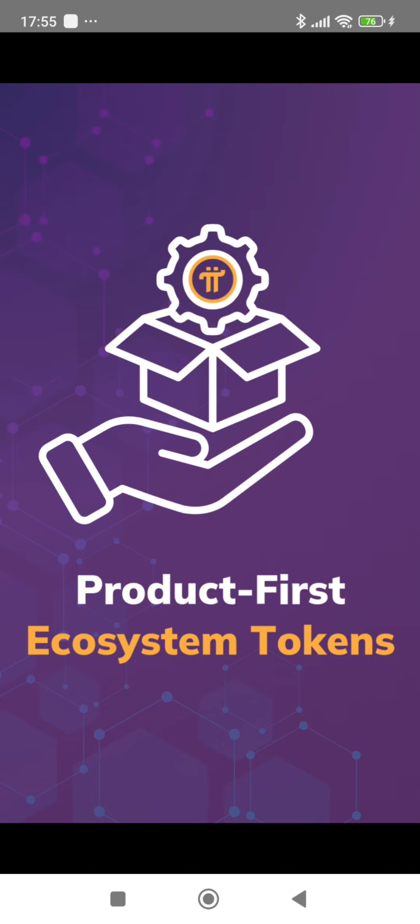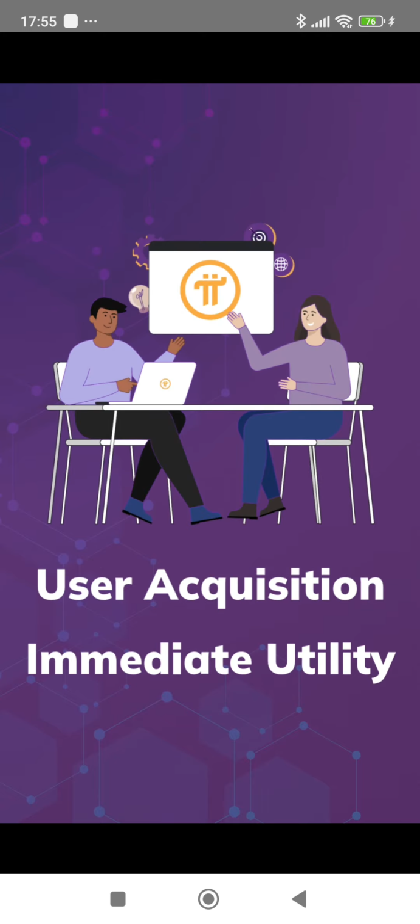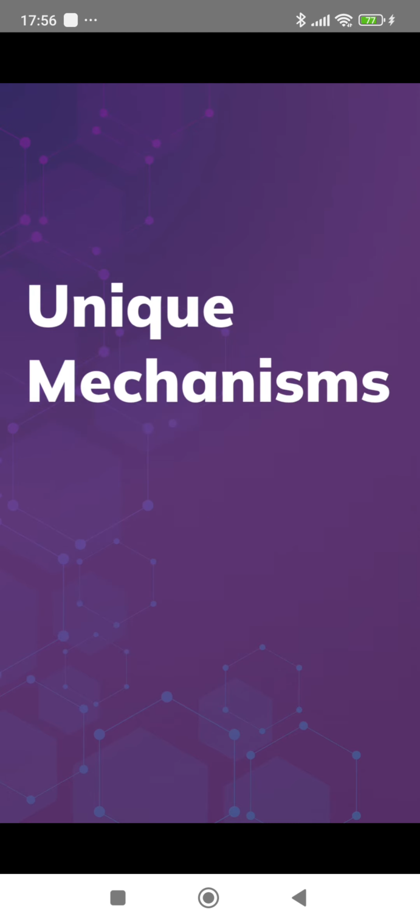Pi Launchpad enables projects to launch tokens that are integrated directly into their product's functionality. Unlike traditional crypto token launches that function primarily as tools to raise capital, these tokens are tools for user acquisition and immediate utility, as the Pi ecosystem offers developers access to a global user base that includes both crypto-native users and mainstream audiences. The Launchpad's mechanisms are unique in the following ways.